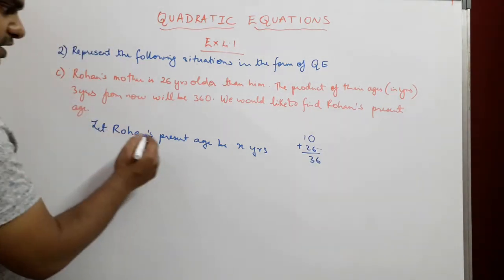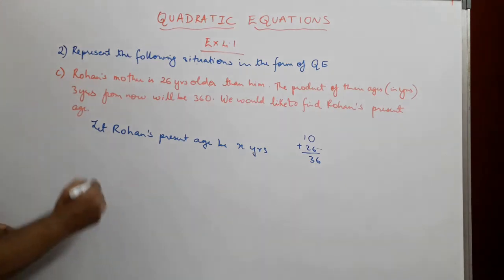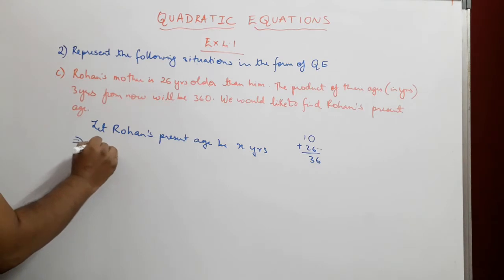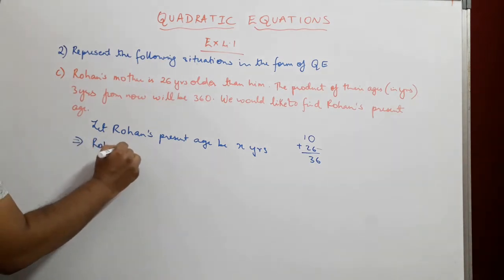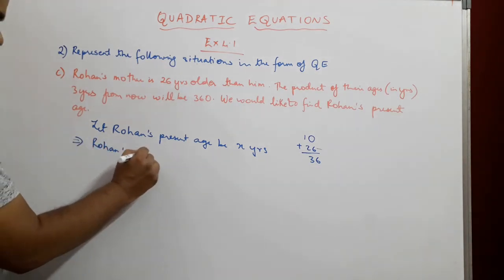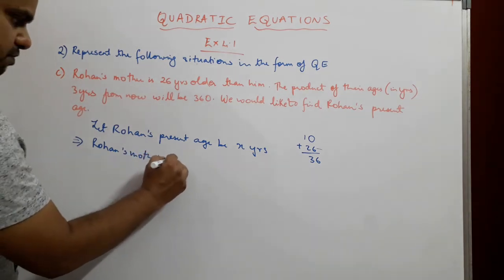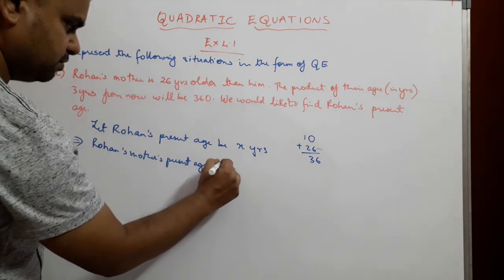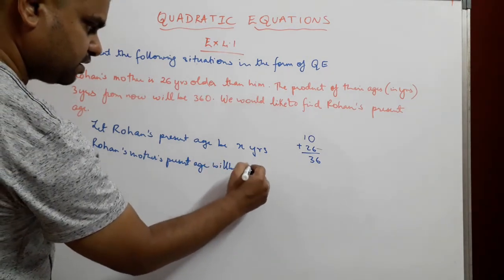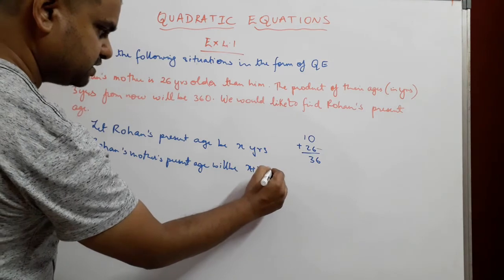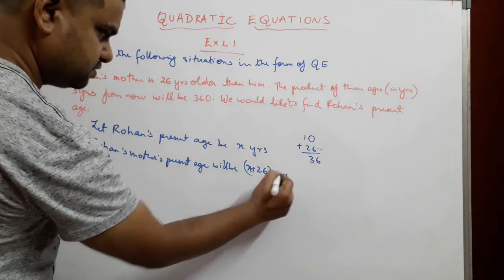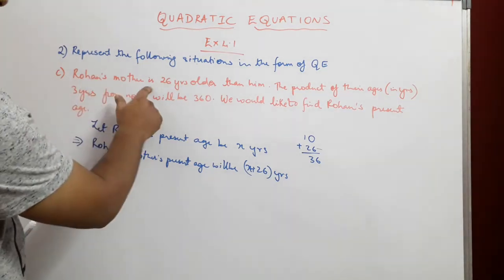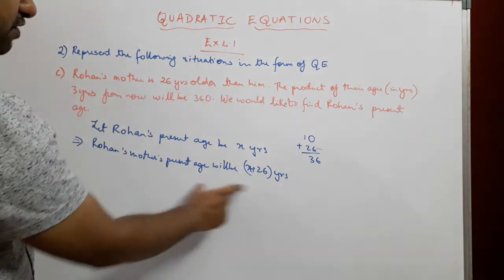So if we said that Rohan's present age is x years, this implies Rohan's mother's present age will be x plus 26 years. Okay. Now we are given Rohan's mother is 26 years older than him. So we have covered this part.